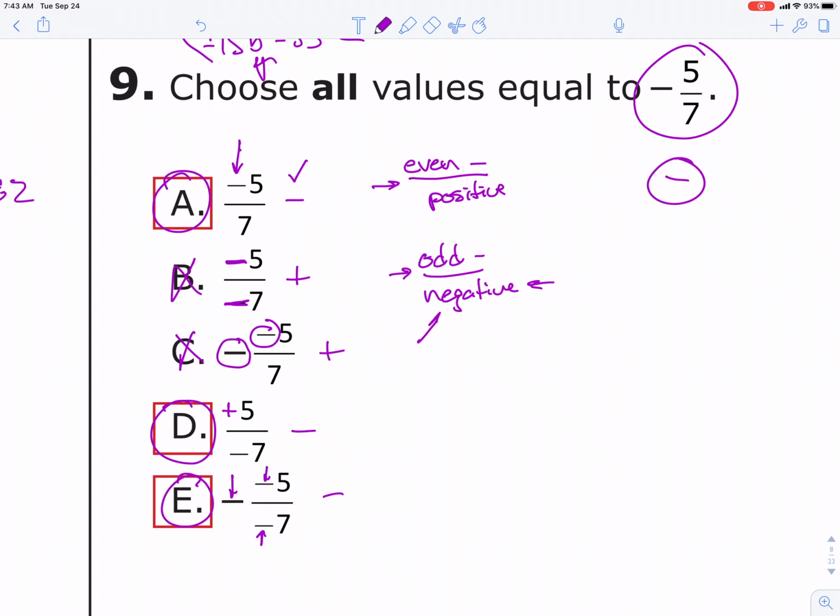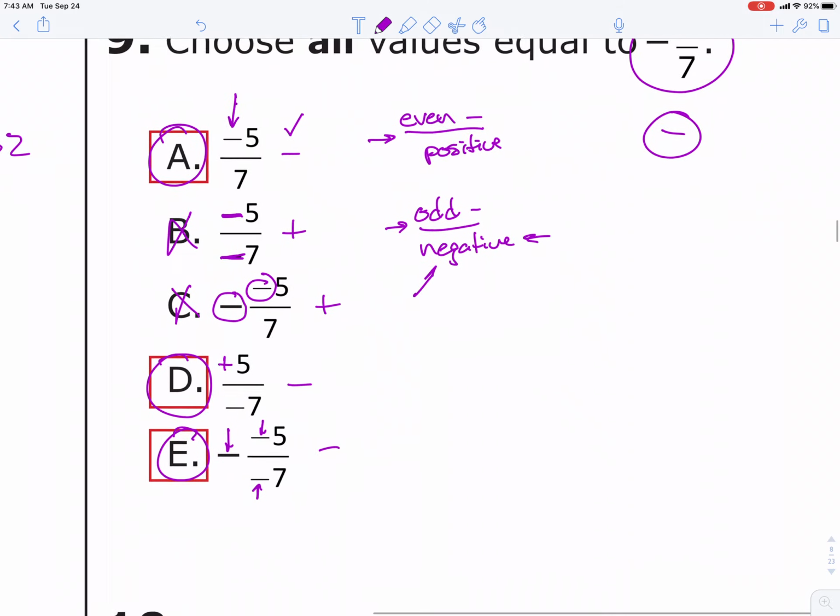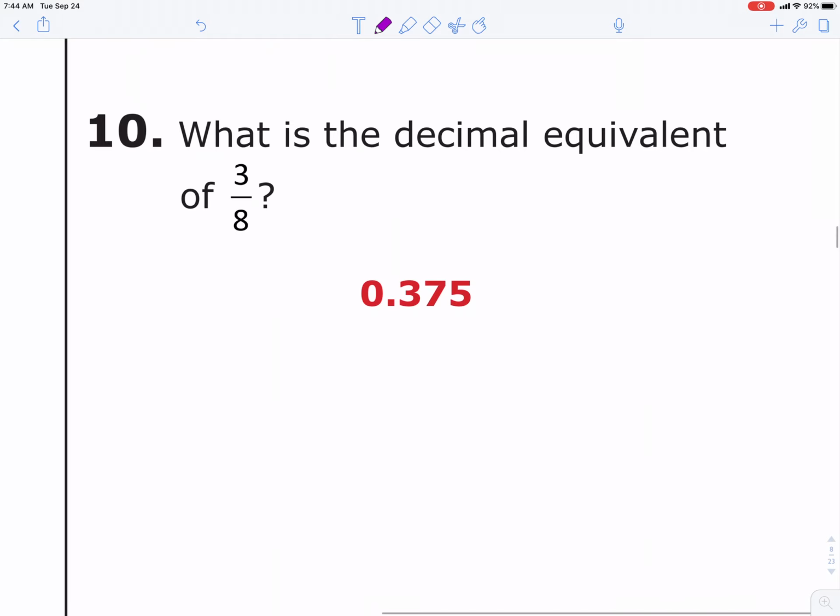That problem is not as hard as it probably looked when you first saw it. Whenever it's fractions like this, and they have a lot of problems like this on the CASP test, they're really simple once you really break them down and think about them. Let's move on to 10. What is the decimal equivalent of 3/8? Now, some of you might have broke into the calculator and did this. Remember, fractions are just little division problems. Okay?